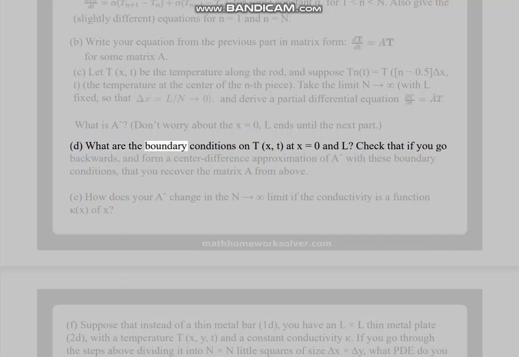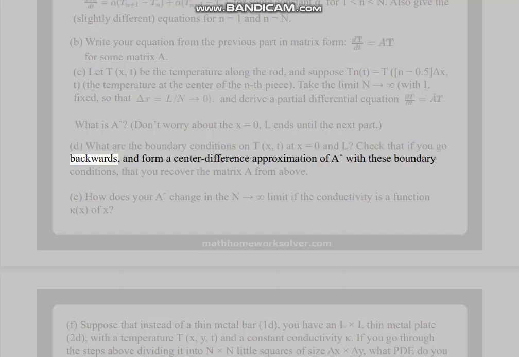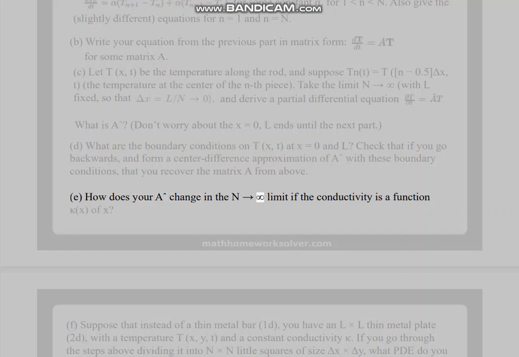d. What are the boundary conditions on T(x,t) at x equals 0 and L? Check that if you go backwards, and form a center difference approximation of A with these boundary conditions, you recover the matrix A from above. e. How does your PDE change in the n to infinity limit if the conductivity is a function kappa(x) of x?